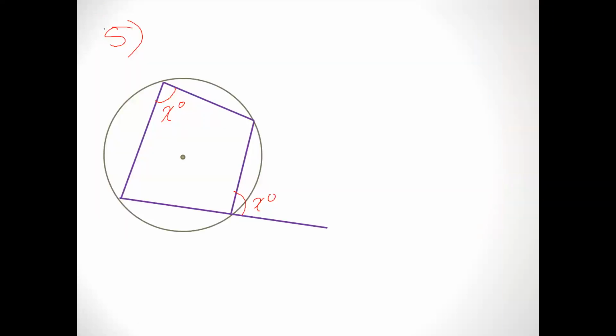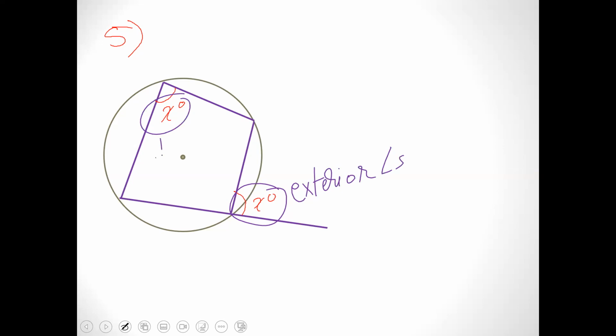Again, a cyclic quadrilateral is there. Now this is called the exterior angle, and this is called the interior angle. These two angles are always equal. These two angles are always equal. So now you have to copy this property.